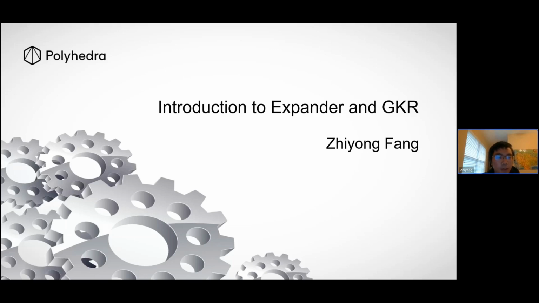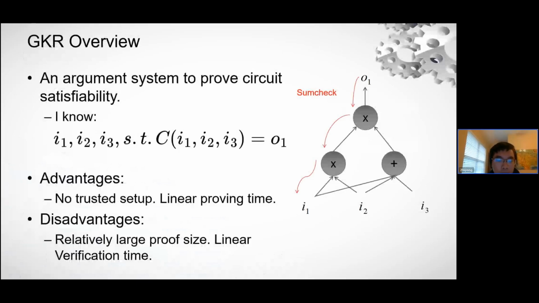Okay, let's get started. I'd like to first give an overview of the GKR protocol. I think you must be familiar with it more or less, so I'll go over this real quick. The GKR protocol is an argument system to prove circuit satisfiability. As shown in the example here, the prover would like to prove an argument saying that I know some private input I1, I2, and I3 satisfying C of I1, I2, I3 equals some specific output O1.